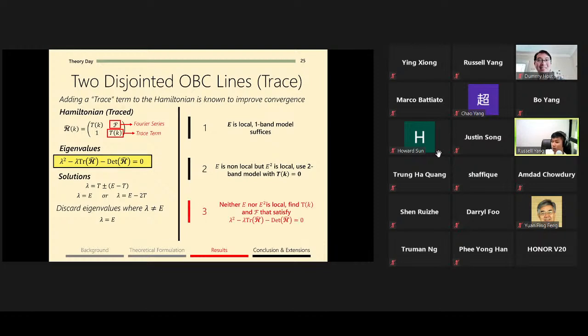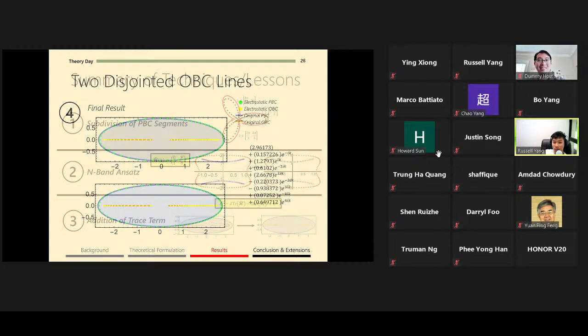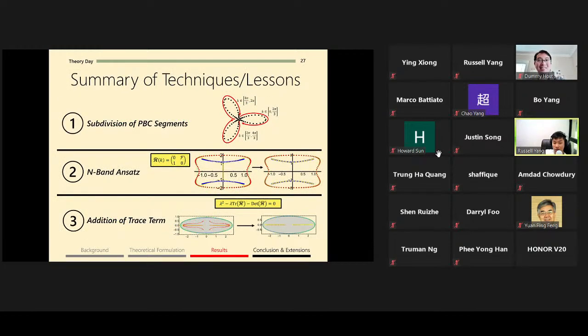And this is when we can use it. So here we see the result, and we see that we reproduce a good fit, and we can obtain the Hamiltonian in terms of a Fourier series. So here are the summary and techniques that we have learned so far, and we have developed to improve convergence.